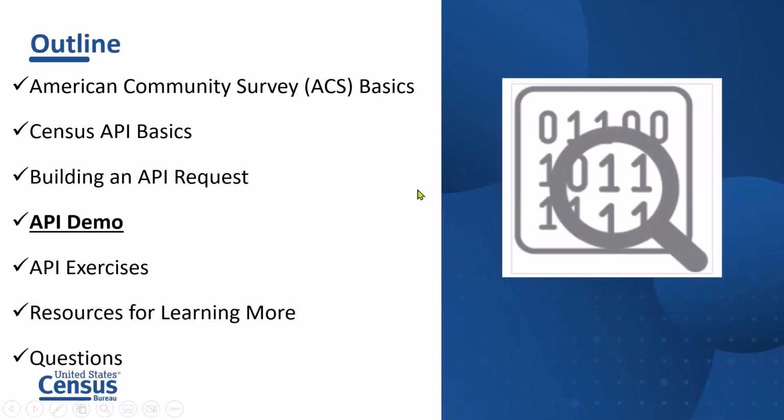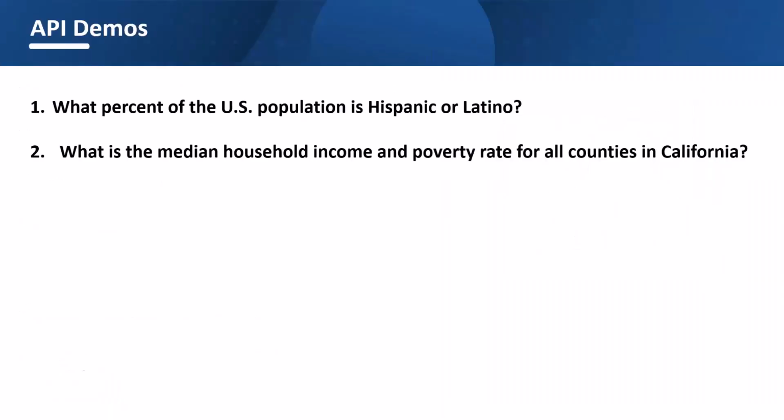Now I'd like to do an API demo to tie this all together. The first demo I'm going to do is: what percent of the US population is Hispanic or Latino? I'll start this from the very beginning at census.gov, and I'll go through it slowly so you can follow along if you have your computer open and ready.